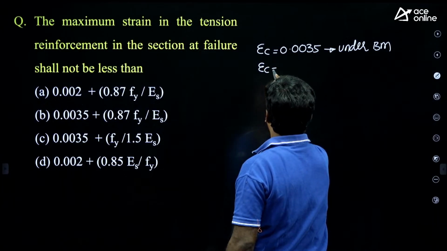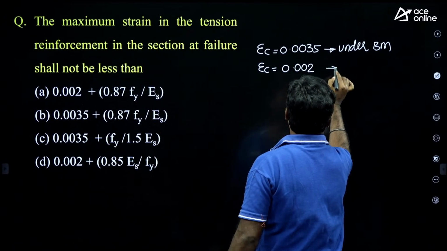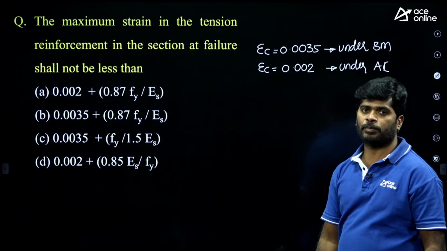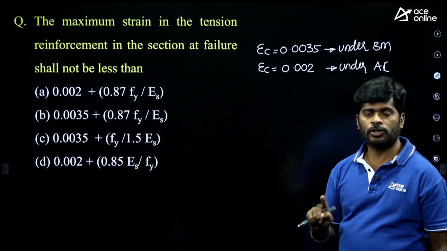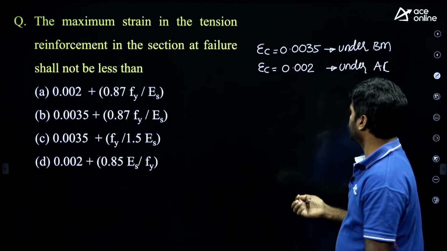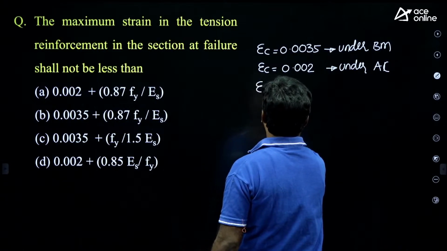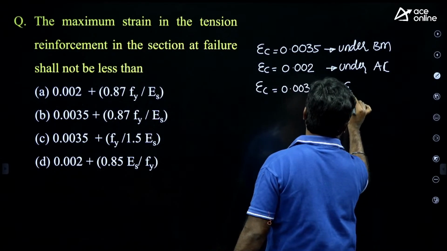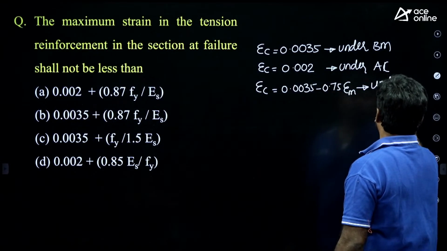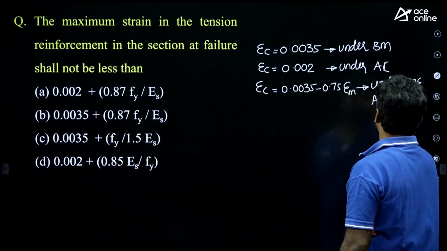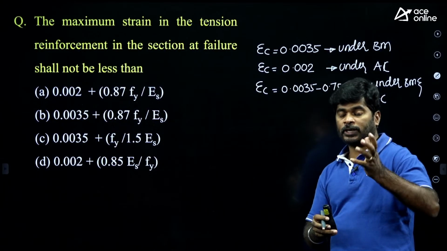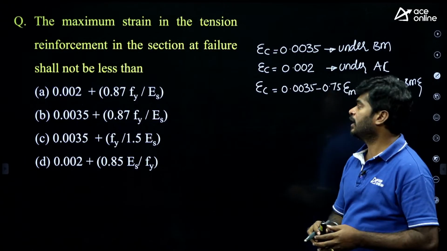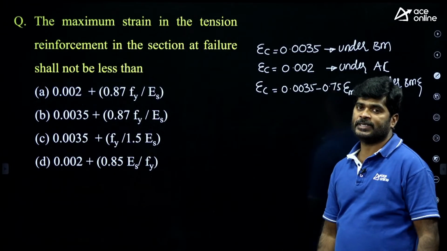And one more strain in concrete, 0.002, under axial force or axial compression. The maximum strain in concrete will be 0.002. Next one, maximum strain in concrete 0.0035 minus 0.75 times epsilon m. It is under bending moment and axial compression. In a member, if both axial compression as well as bending moment are developing, it is possible in columns, right? For that case, maximum strain in concrete will be 0.0035 minus 0.75 times epsilon m.